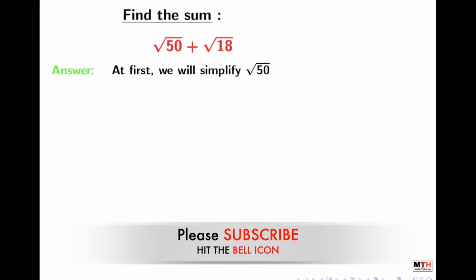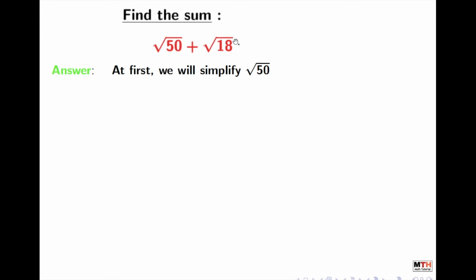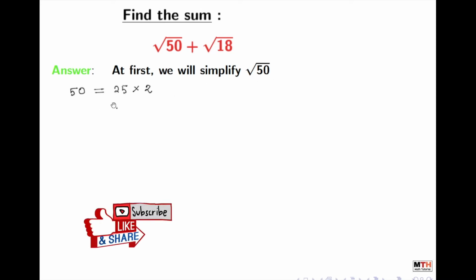In order to find the sum, we will first simplify root 50 and root 18 separately. So at first we will simplify root 50. In order to do that, we have to find the factors of 50 which are perfect squares. So take 25 times 2, and look that 25 here is a perfect square. That is the square of 5.